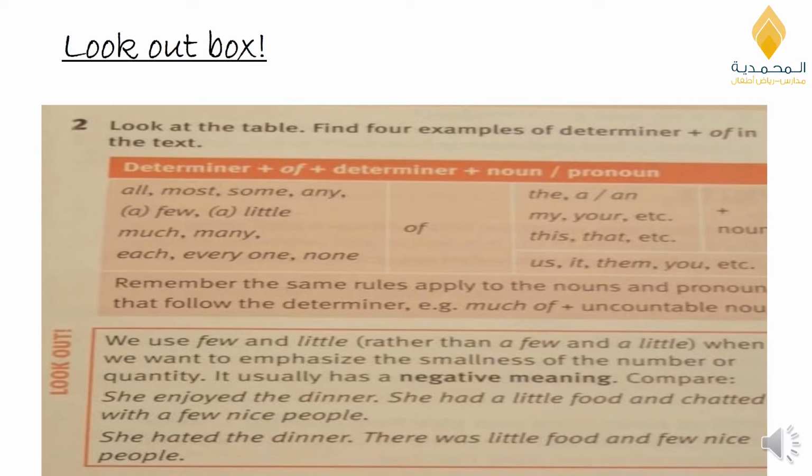Do you see the difference between these two sentences? When I said a little food, I mean that there was not that much food, just a little, and I chatted with a few nice people, okay? But in the second sentence, when I said little food and few nice people, okay, clear?